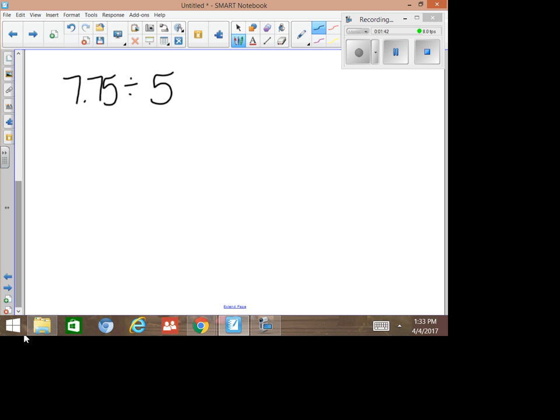Okay, raise your hand if you know which one goes on the inside. Kristen. 7.75. Right. The 7.75 goes on the inside, and the 5 goes on the outside. What do I do with the decimal? You bring it up. Bring it straight up. So it's going to go right here.